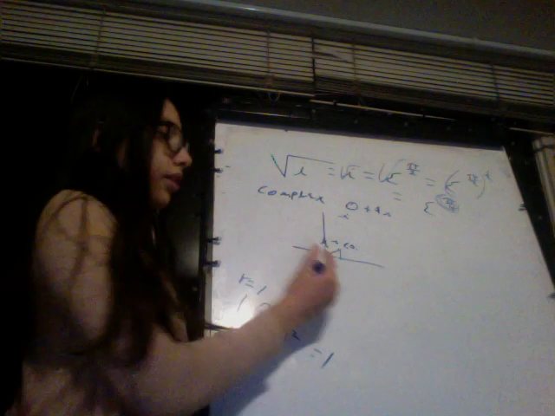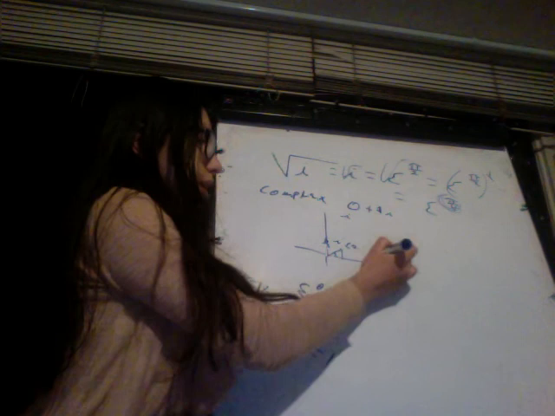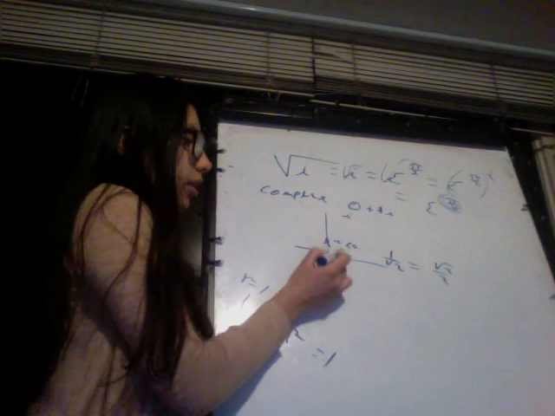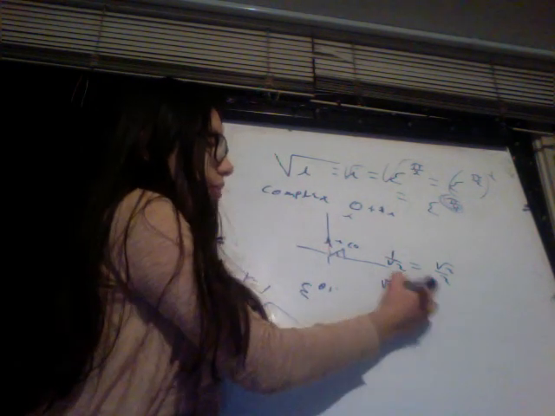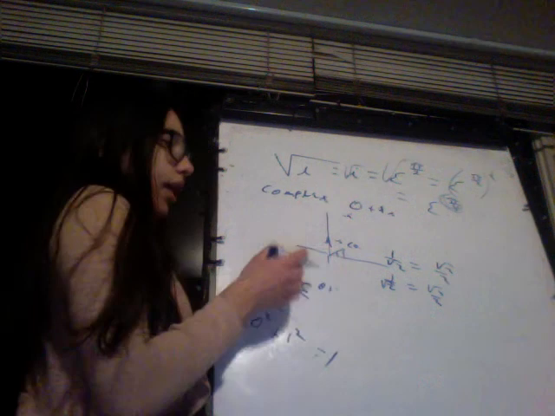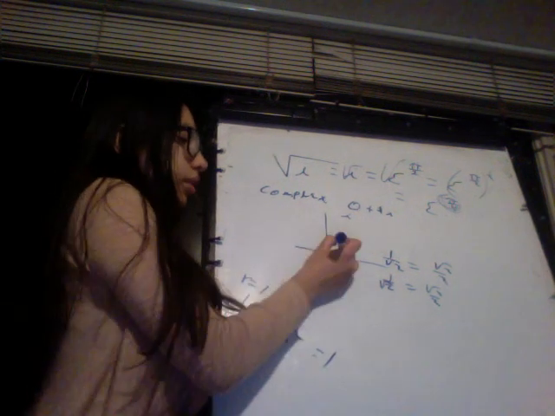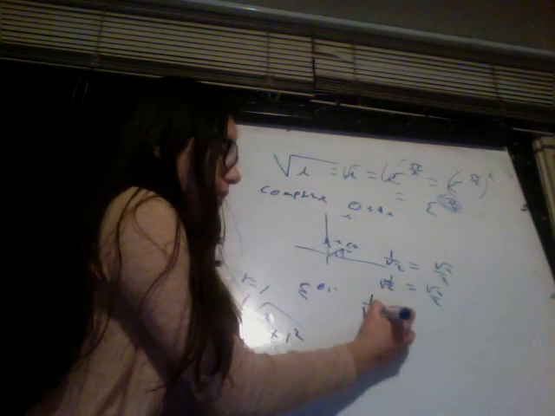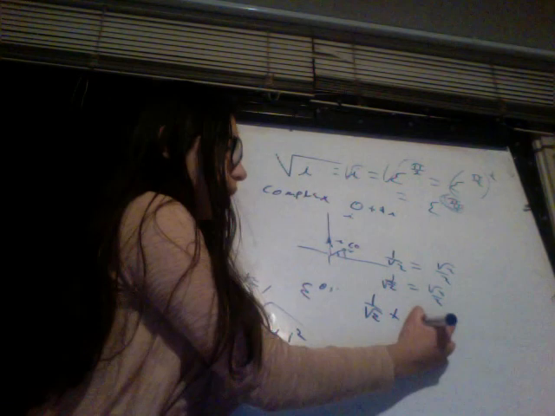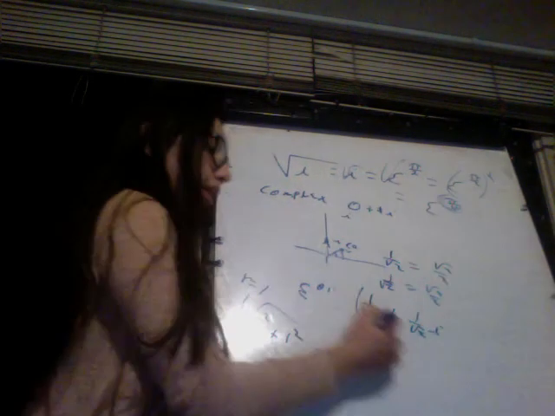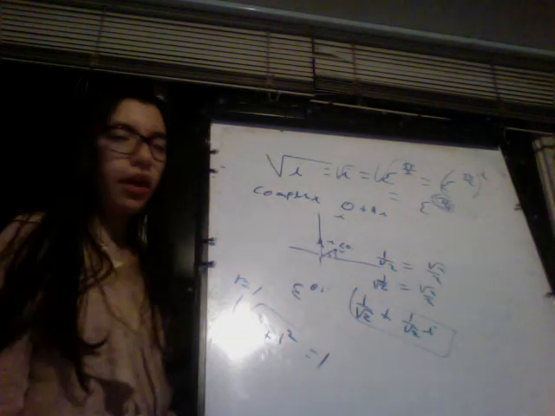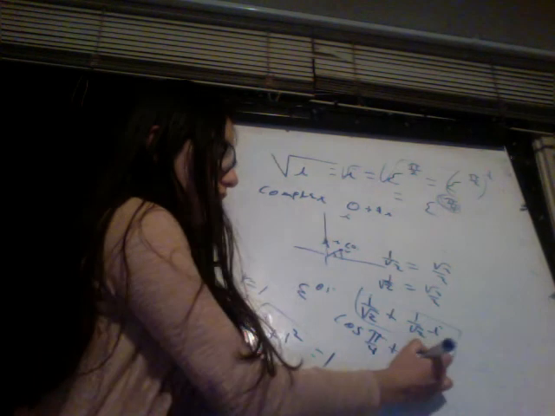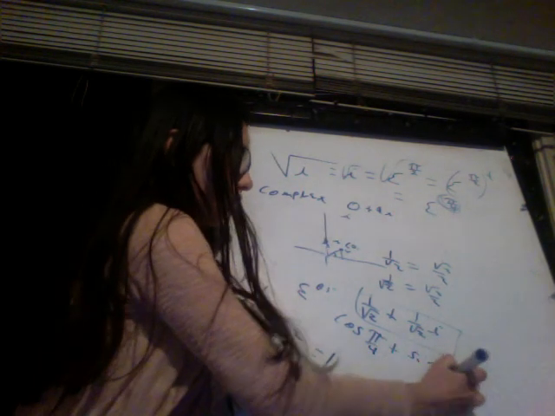cosine and sine. Cosine of 45 degrees is 1 over root of 2, or the same as root of 2 over 2. And the sine is the same, 1 over root of 2 or root of 2 over 2, times i. So this point, these coordinates, is 1 over root of 2 plus 1 over root of 2 i. And this is the square root of i. We could also put it as cosine of pi over 4 plus sine of pi over 4 times i.